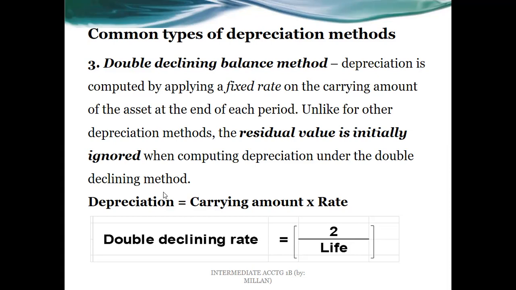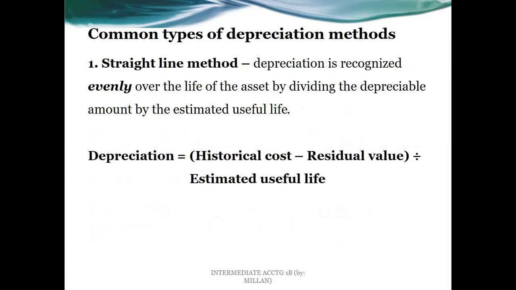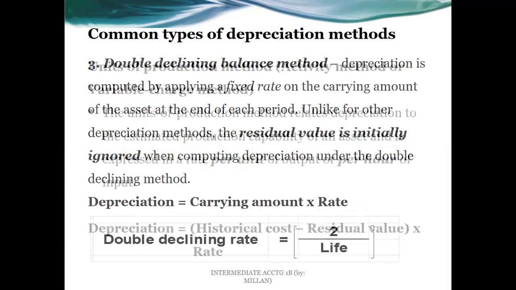All right. So the formula for depreciation expense is carrying amount times rate. Then the double declining rate is 2 over life. This is our formula. So if we have 5 years, that's 2 divided by 5, meaning to say our fixed rate is 40%. If we go back to the sum of the years' digits depreciation method, SYD, we can see here that we are still using the depreciable amount, as with straight line. It's depreciable amount, historical cost minus residual value, right? And then here, it's carrying amount.